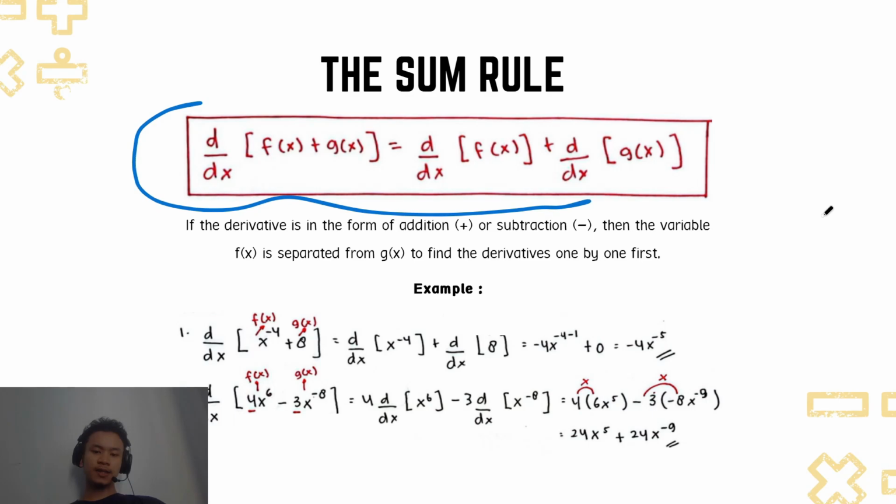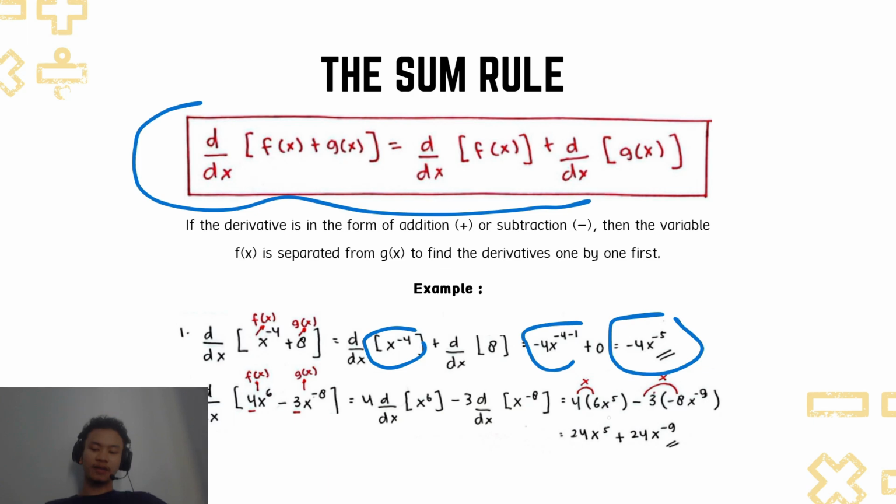Okay, let's talk about examples for the sum rule. The first example is the derivative of x raised to the power of negative 4 plus 8. We apply the sum rule and take the derivative of each term separately. The derivative of x to the power of negative 4 is negative 4x to the power of negative 4 minus 1. The derivative of 8 is 0. Then simplified, it is negative 4x to the power of negative 5.